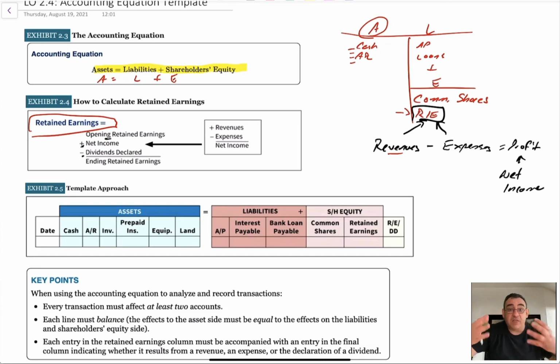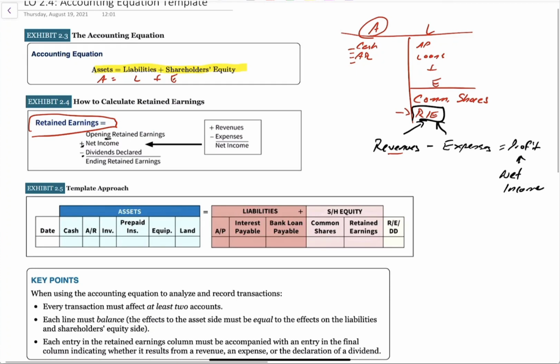It increases the value of my investment. When I start taking money out of the business, I'm paying myself as an owner back through dividends. So revenues cause equity to go up. Expenses cause equity to go down because they reduce profits.